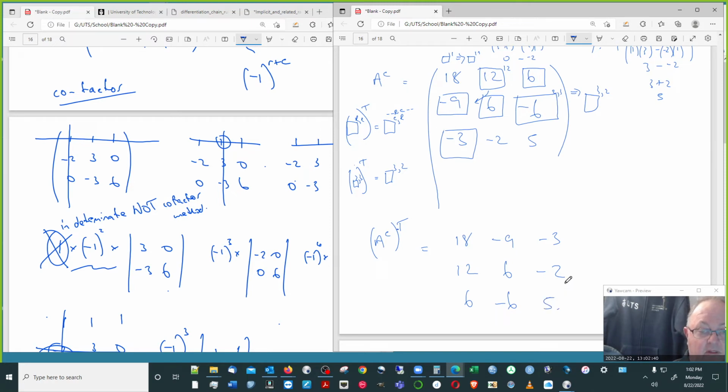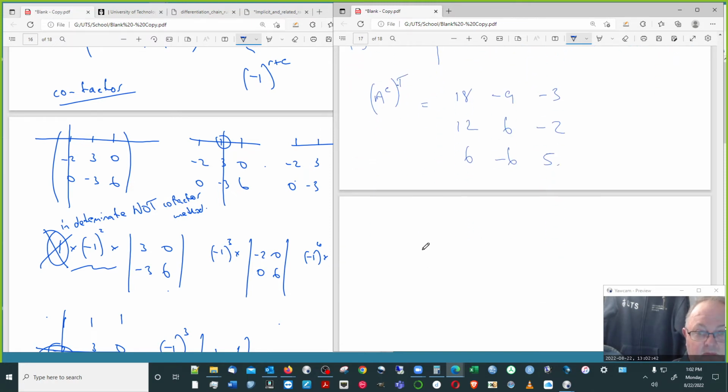There's 3, 3. Alright, there's one more thing to do. You can tell me what that is. Do you not have to divide by the determinant? Multiply by 1 over det. Is that true? Yes or no?